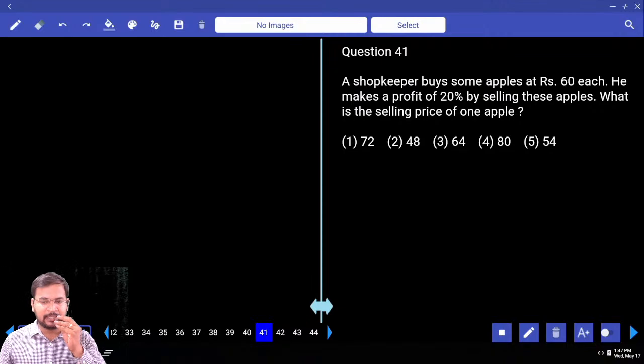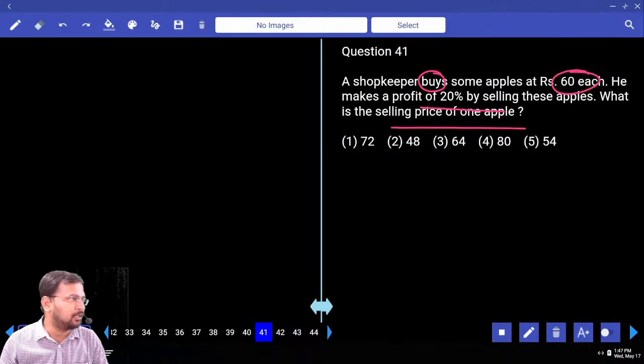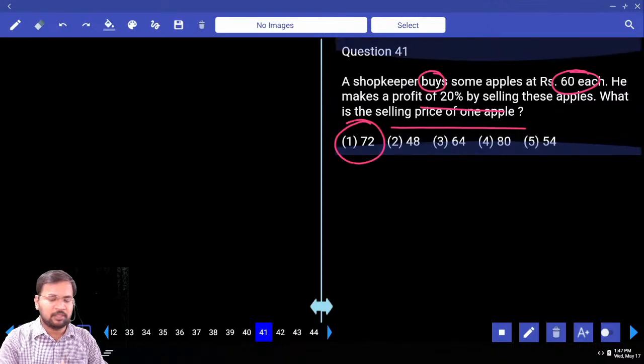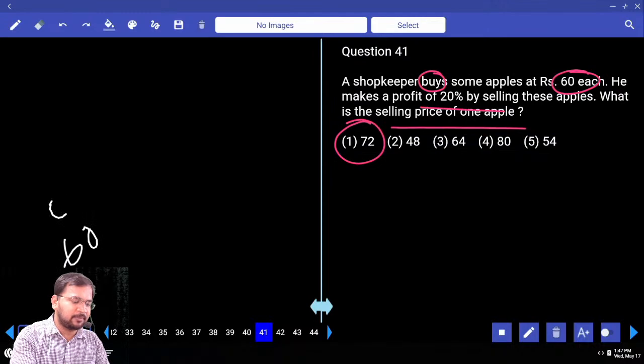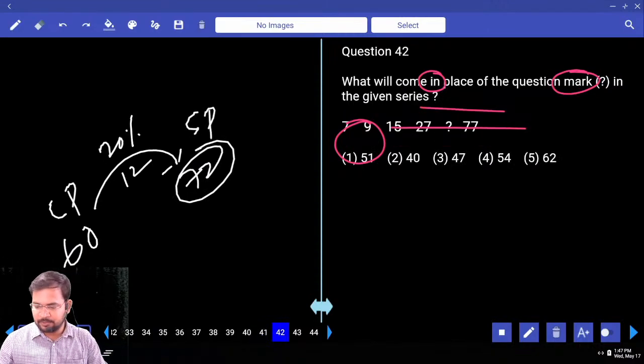A shopkeeper buys some apples at 60 rupees each. So the cost price of each one is 60 rupees, and he sells at 20% profit. They're asking for the selling price of one apple. On 60 rupees, 20% is nothing but 12 rupees. 12 plus 60, your answer is 72. Cost price is 60, profit is 20%, 20% on 60 is 12. Therefore, the selling price of each is 72.